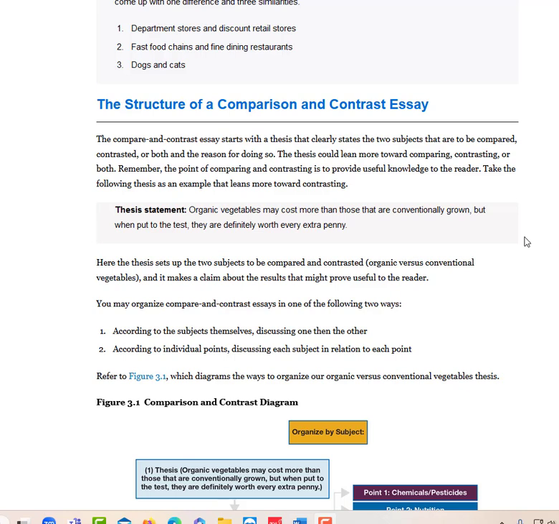Organic vegetables may cost more than those that are conventionally grown, but when put to the test, they are definitely worth every extra penny. Here the thesis sets up the two subjects to be compared and contrasted, organic versus conventional vegetables, and it makes a claim about the results that might prove useful to the reader. You may organize compare and contrast essays in one of the following two ways: according to the subjects themselves, discussing one then the other; or according to individual points, discussing each subject in relation to each point.